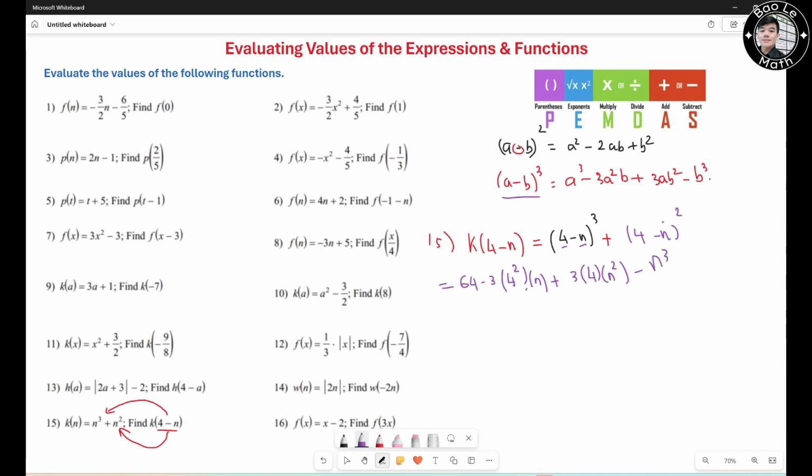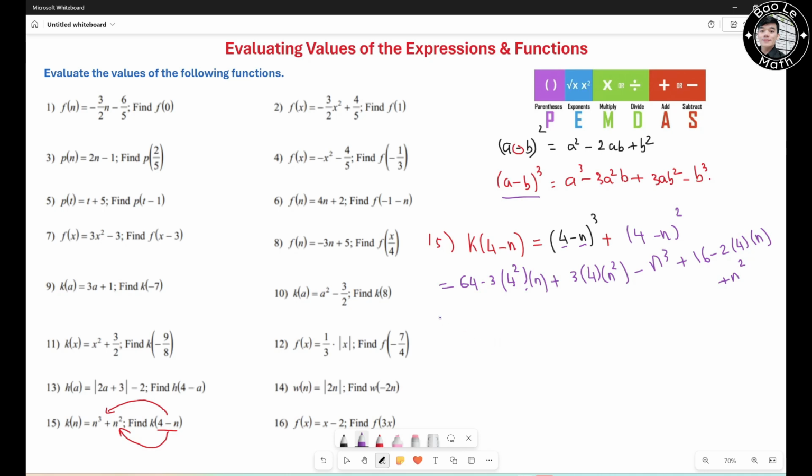Now this one right here, I need to apply the complete square formula. So it could be plus a squared, which means 4 squared equals 16, minus 2ab, so minus 2 times 4 times n, and then plus b squared, which means n squared, plus n squared.